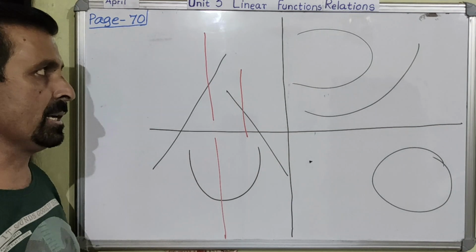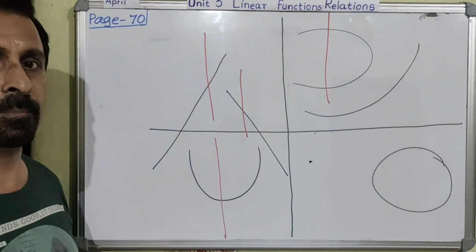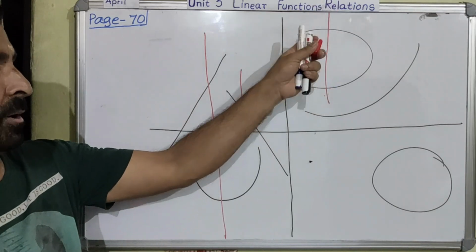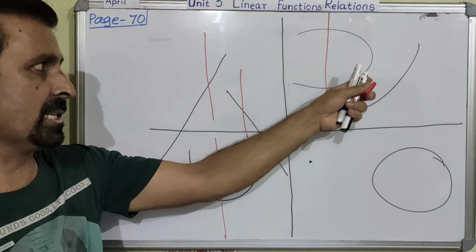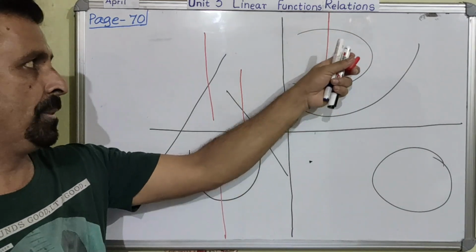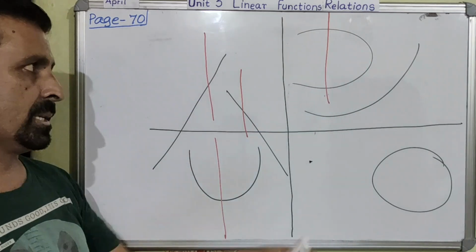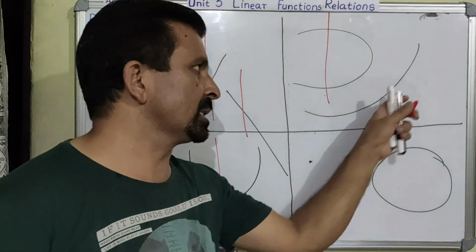This parabola also is a function. But this parabola is not a function, because when you have drawn the vertical line, it cuts this shape at 2 points, one at this point, another at this point. Therefore, this is not a function.